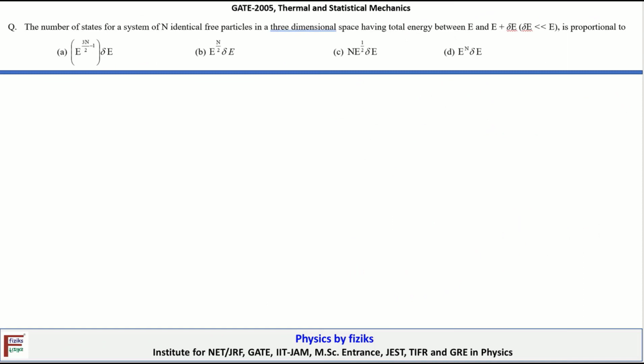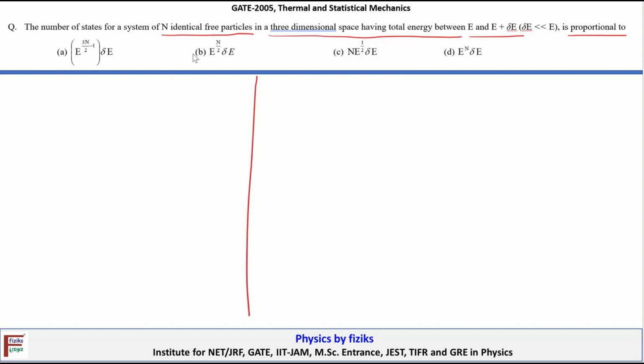So let's take a look at the next problem. The statement is: the number of states for a system of n identical free particles, so we have n identical and free particles in three-dimensional space having total energy between E and E plus delta E, where delta E is much smaller than E, is proportional to.